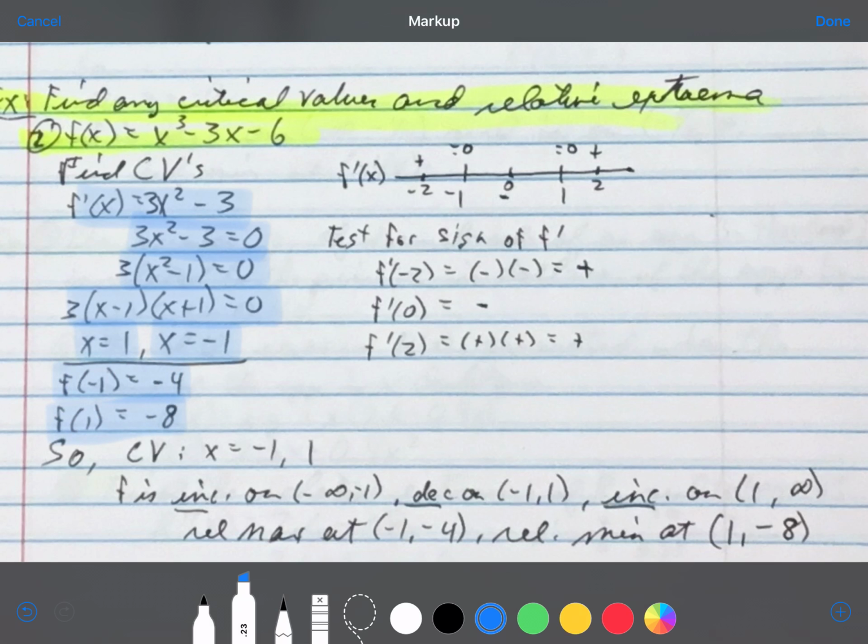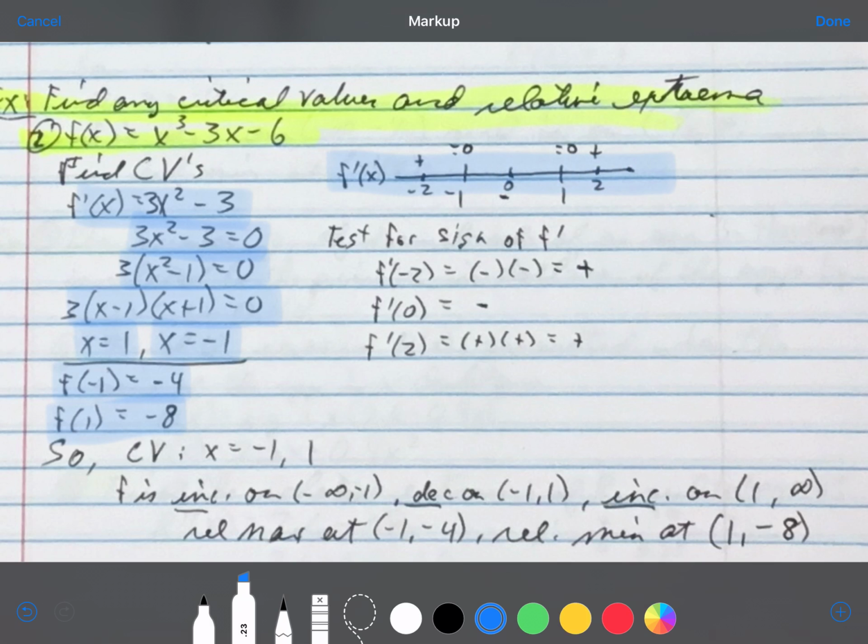Those are our critical values. Right? And then I have the coordinates of the points: (-1, 4), (1, -8). Now, on the right, I'm interested in determining whether these locations of extreme values are relative maximum or relative minimum values, or at least the locations of those points on the graph of our function. What I have set up on the right is what I'm going to call a test strip.